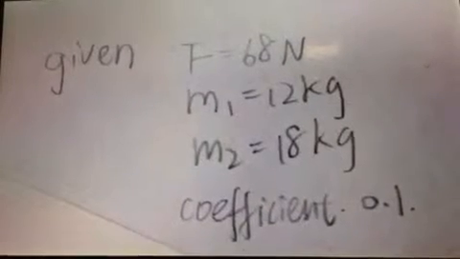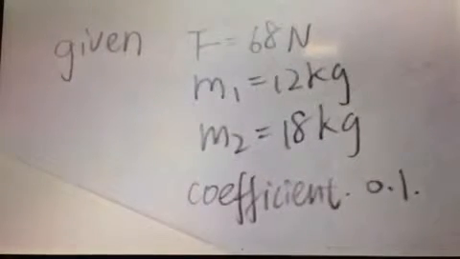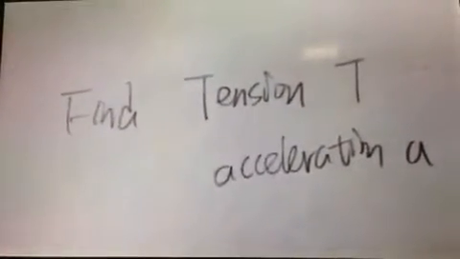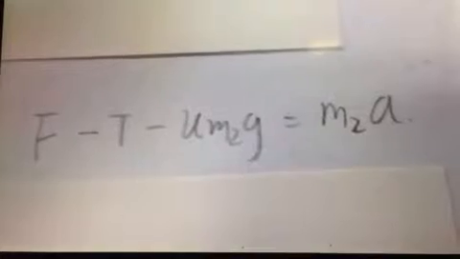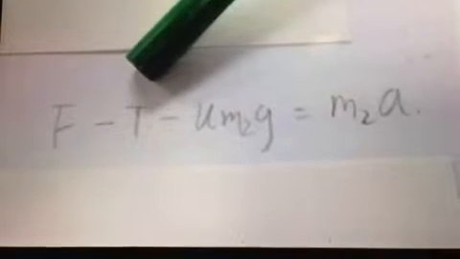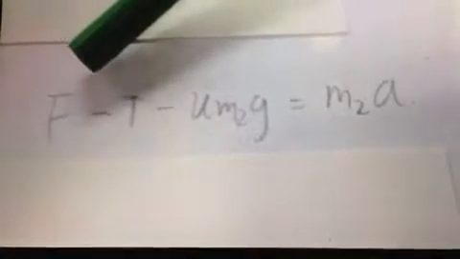So here's the given: F equals 68 Newtons, M1 equals 12 kg, M2 equals 18 kg. The coefficient is 0.1. So then we have to find the tension T and the acceleration a. For block number 2, there are only 3 forces on the horizontal. The first one is the force that we are pulling, the second one is the tension, and then there is a friction. So basically, from A we know that they have a relationship like this: F minus T minus mu m2 g equals m2 a2.